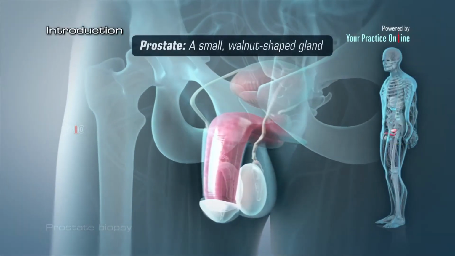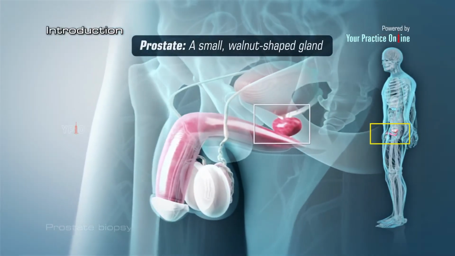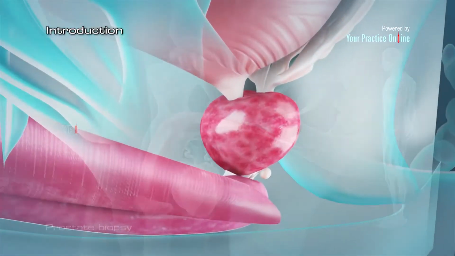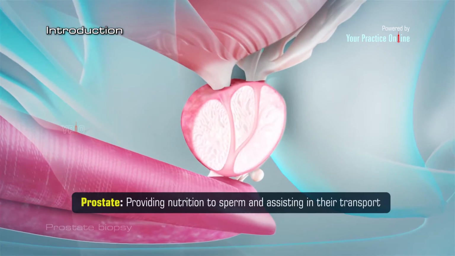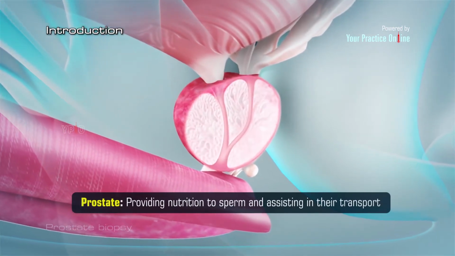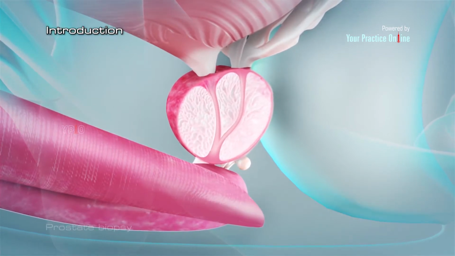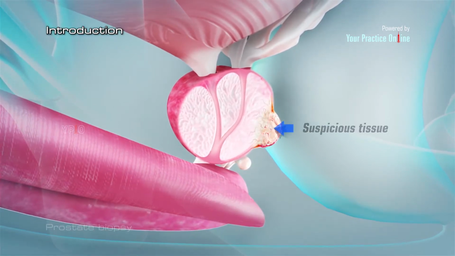The prostate is a small, walnut-shaped gland that is only present in men. It is involved in providing nutrition to sperm and assisting in their transport. A prostate biopsy involves the removal of small samples of suspicious tissue from the prostate.